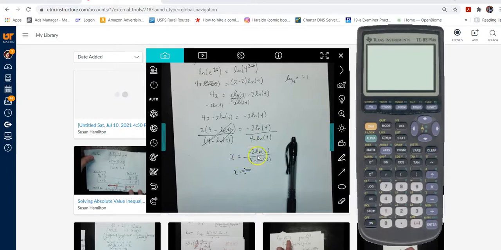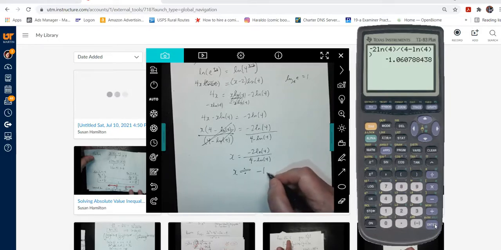So I want negative 2 times ln of 4 in the numerator. And then I've got more than one term in the denominator. I need to put grouping symbols around that. So 4 minus ln of 4. Close the parenthesis on the 4, close the parenthesis on the entire denominator. Okay, if I take that to 3 places, that's going to give me that.